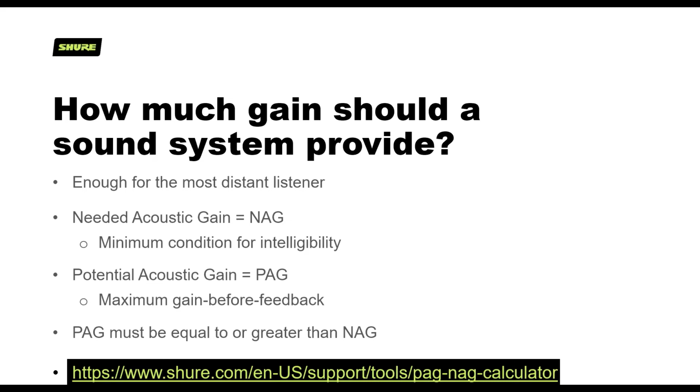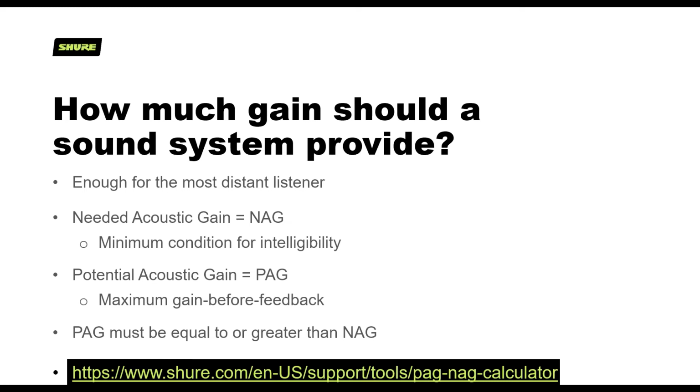So first of all, you have to figure out what's called the needed acoustic gain, or NAG for short, which is the minimal amount of gain that we need so that that furthest away person can hear as well as the closest person. And then potential acoustic gain looks at the distances of all these different components and figures out whether or not your sound system is going to work, whether or not it's going to be loud enough.